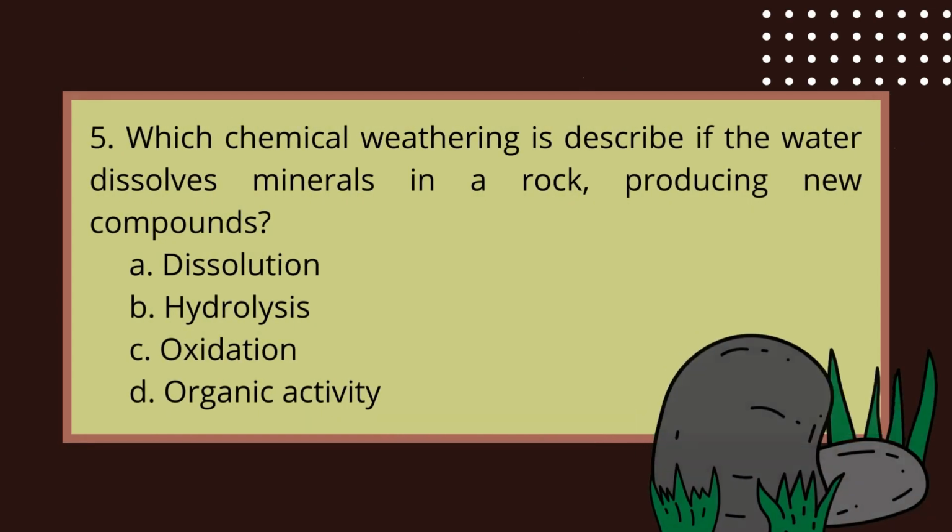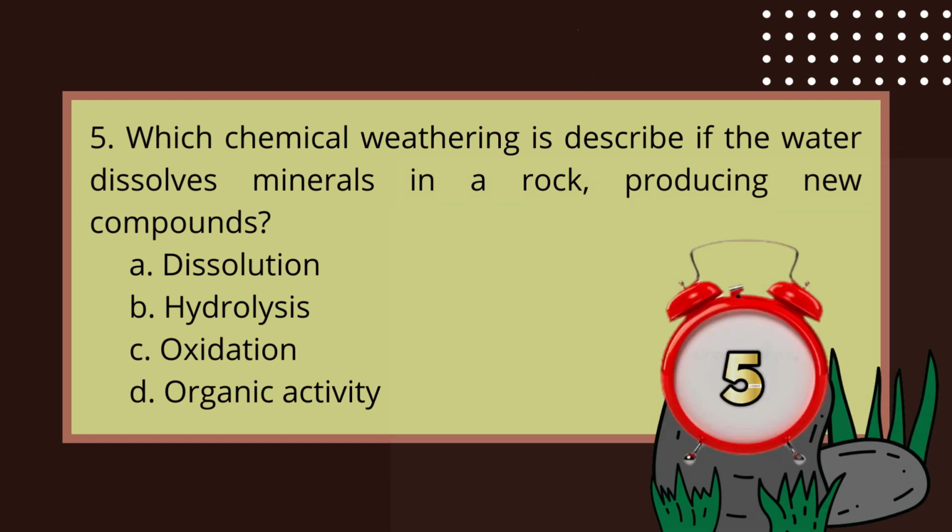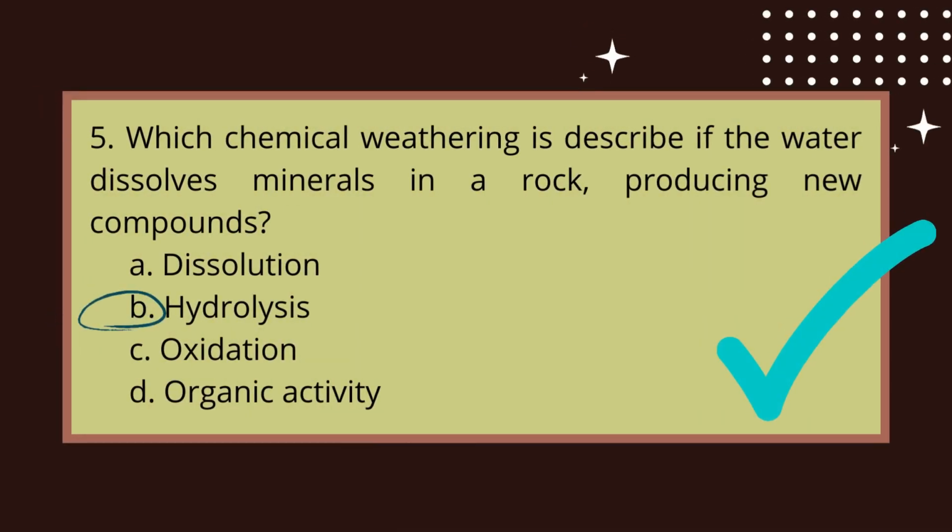Which chemical weathering is described if water dissolves minerals in a rock, producing new compounds? A. Dissolution, B. Hydrolysis, C. Oxidation, and letter D. Organic activity. The correct answer is B, hydrolysis. Did you get all 5 answers correct? That's great! If not, don't worry, we are just at the start of the lesson. You can replay if you need more time.